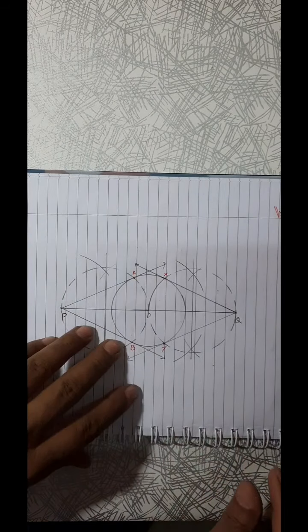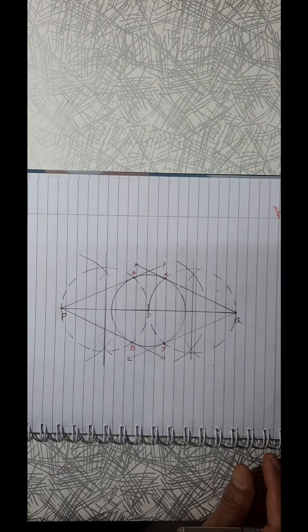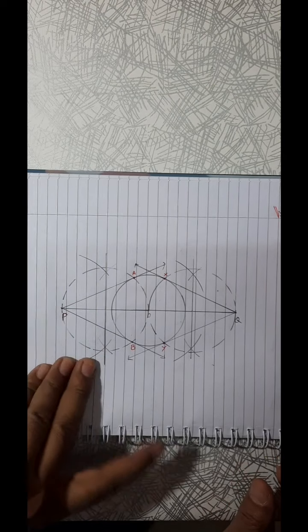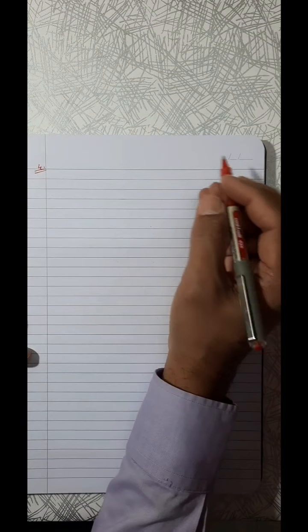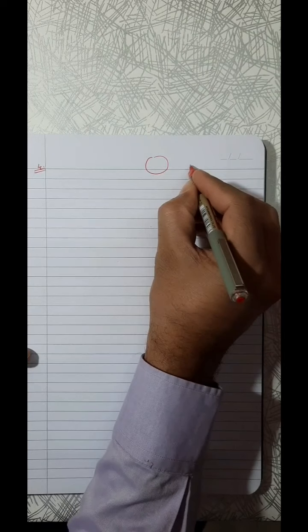Question number 3 is done. Now we have question number 4. Draw a pair of tangents to a circle of radius 5 cm which are inclined to each other at an angle of 60.